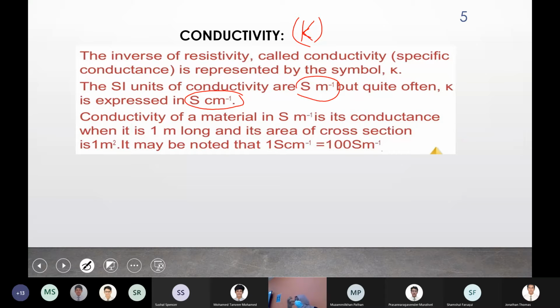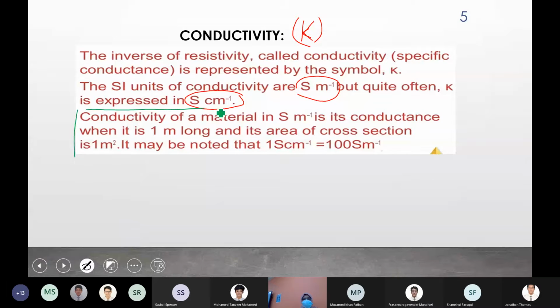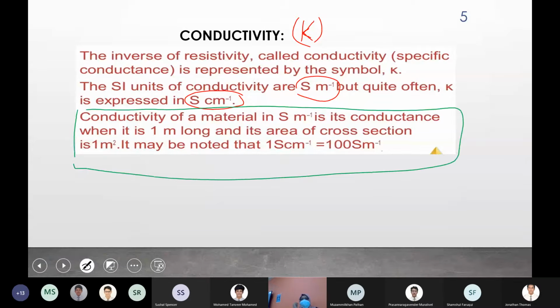And if the question is to define what is conductivity, like in physics, we used to take a unit length material like that. Similarly, here also you can define conductivity. It is the conductance when the material is 1 meter long and its area of cross section is 1 meter square. Then you can say that the conductivity is 1 Siemens meter raised to minus 1.